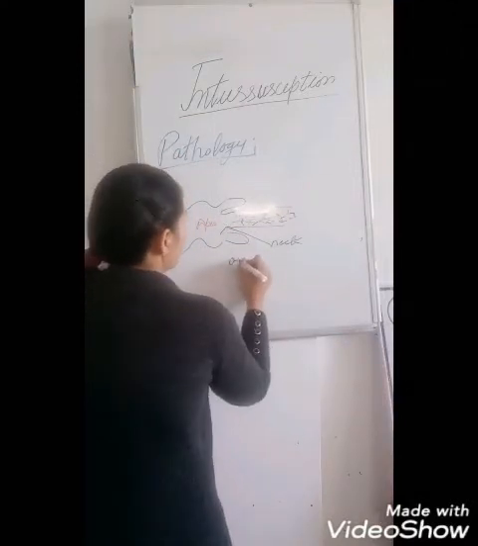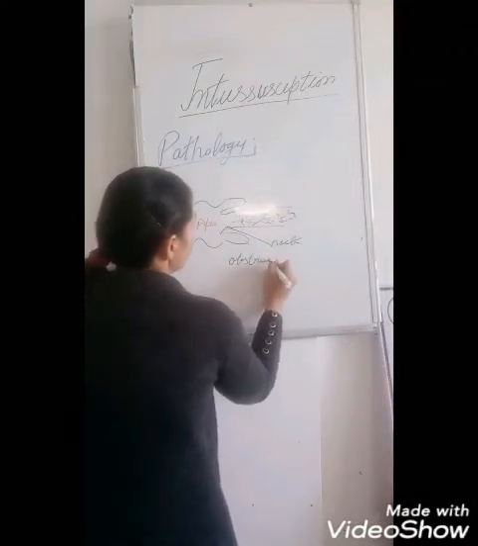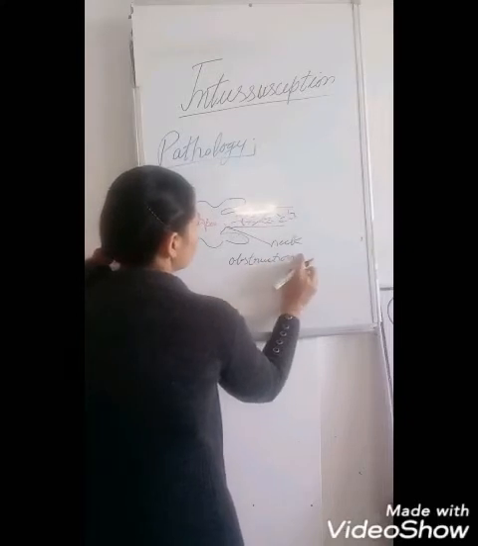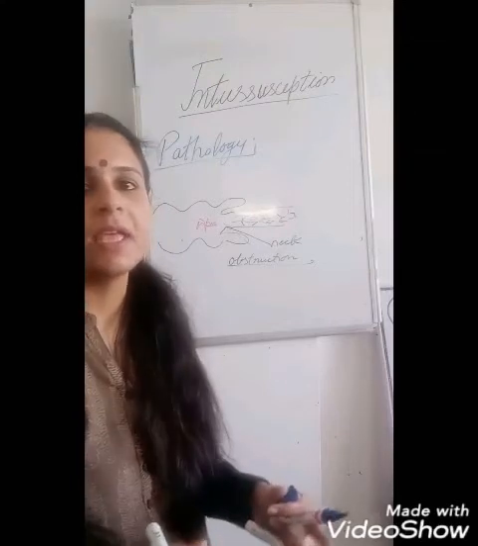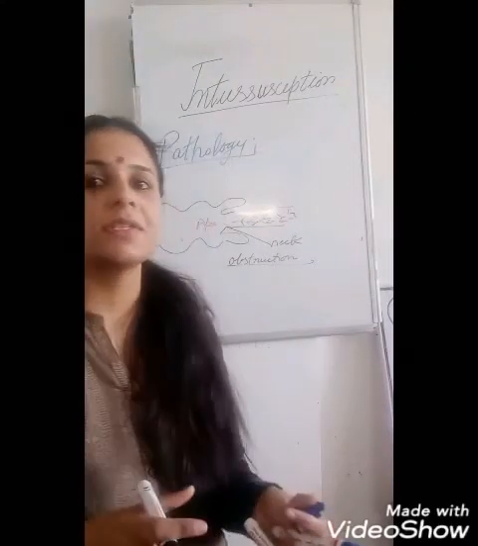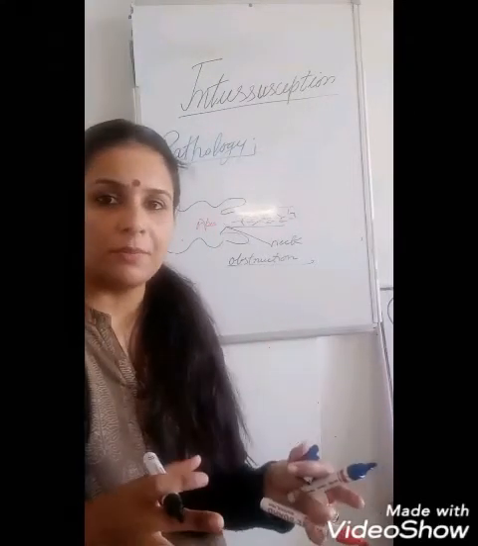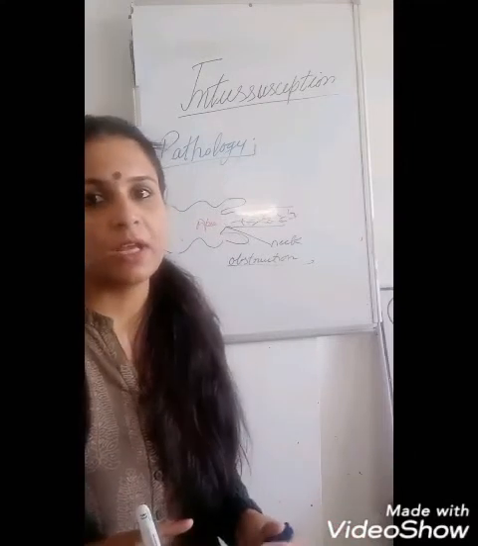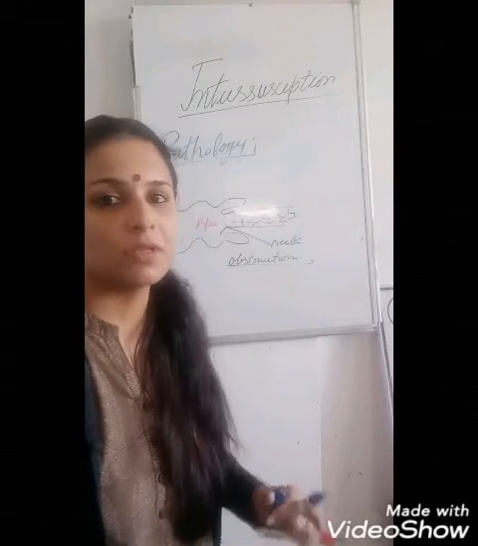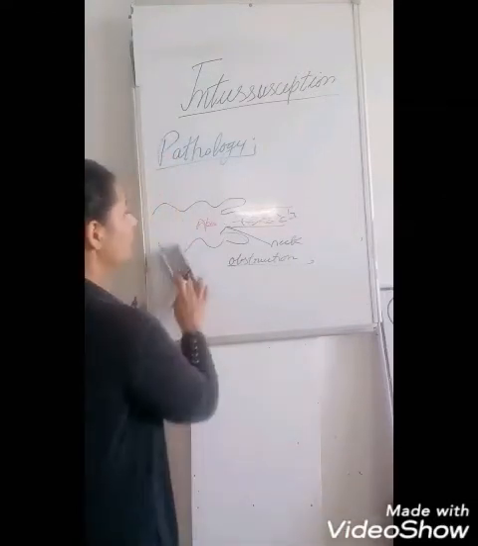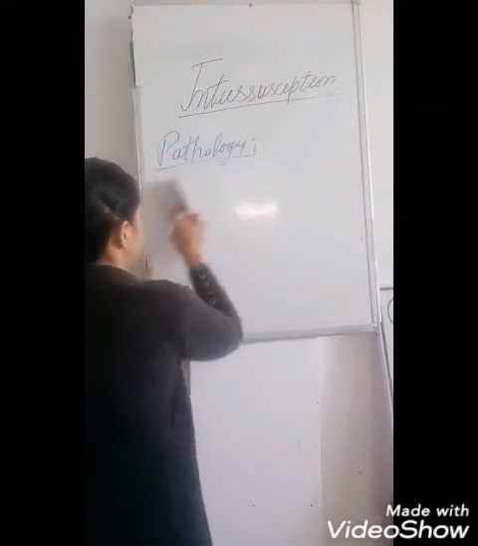After the obstruction, there will be inflammation and irritation of the Peyer's patches, and there will be hemorrhages, and because of those hemorrhages, ulcer formation will occur, and the irritation of the intestine will lead to the production of mucus.